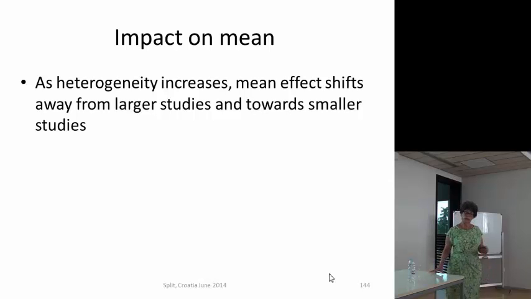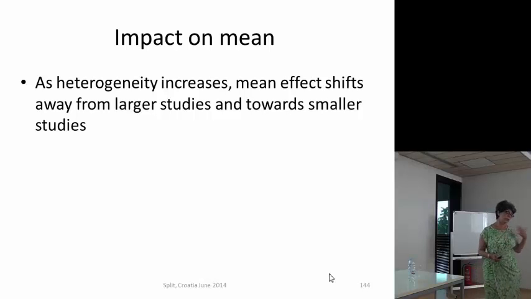So just as you have more and more true heterogeneity across the studies in your meta-analysis, the mean effect is going to be pulled in the direction of the smaller studies and a little bit away from the direction of the larger studies because of our reweighting.